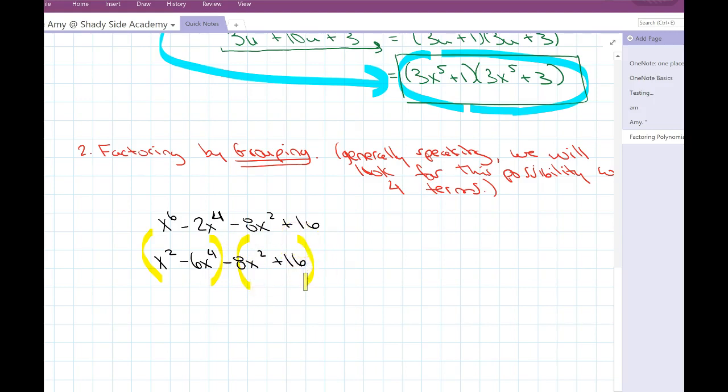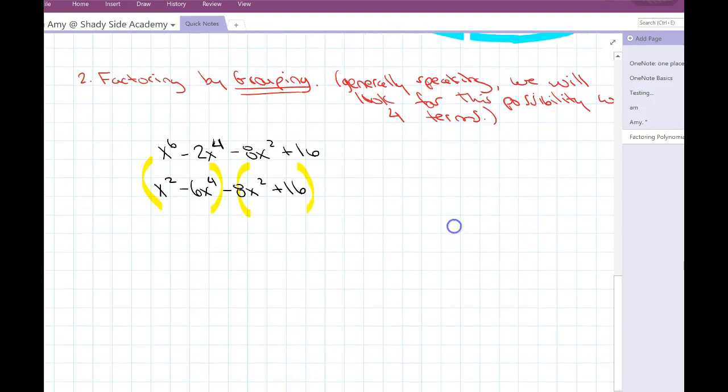Now, you're going to ask a couple of questions. One of them, you're going to say, Ms. Yam, I put this parenthesis around the 8x squared plus 16. I didn't include the minus sign. Didn't I do something wrong? And the answer is yes, I did. Because if I group it with the yellow parentheses, this negative sign would make this minus, right?